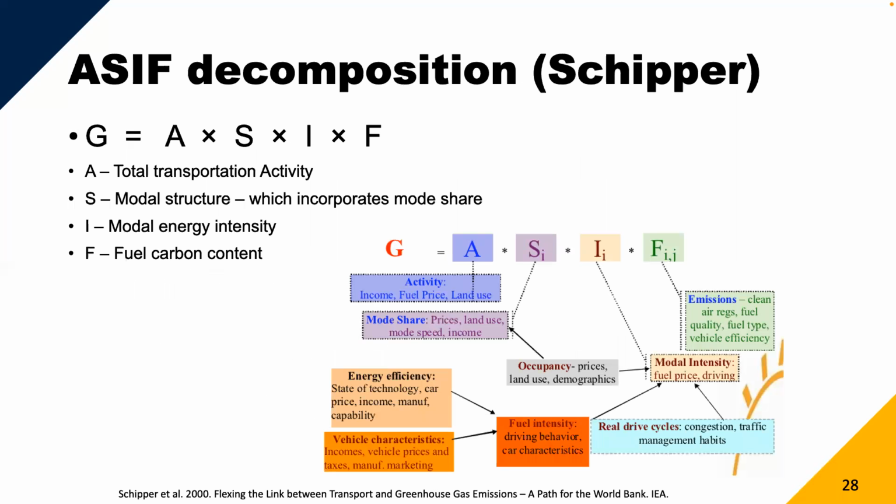In transportation, there's this ASIF decomposition. It's a shipper model. This looks at your total transportation activity, modal structure, modal energy intensity, and then fuel carbon content. It gets at the same thing for greenhouse gas emissions. But you can see how now the activity, mode share, modal intensity, these are all things that are specific to transportation technologies within the sector.